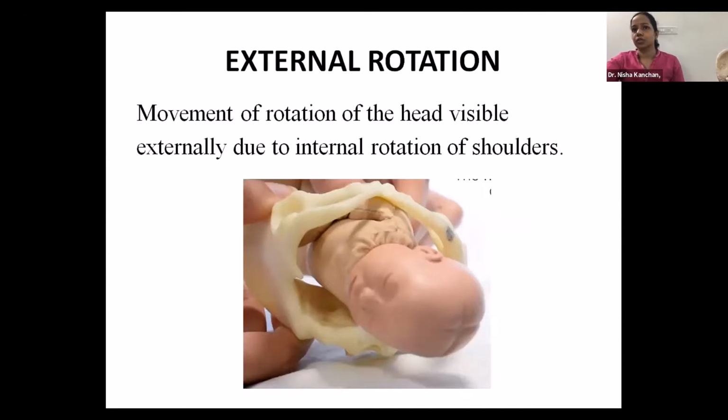Now, external rotation. As I told you, the purpose of internal rotation was to get the occiput behind the symphysis pubis. The purpose of external rotation is actually the internal rotation of shoulders into the AP diameter. So the shoulders are coming into the AP diameter, as you see in this. You can't see the movement of the shoulders which is happening in the uterus, so we are going to see the corresponding movement in the head, which is the external rotation. So that is the movement of external rotation. Next slide, please.